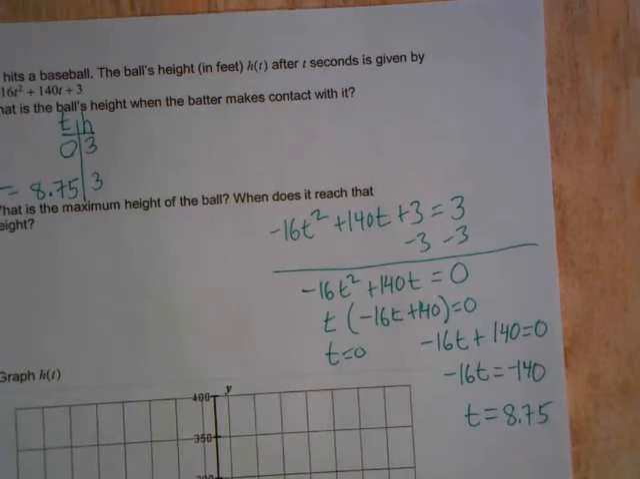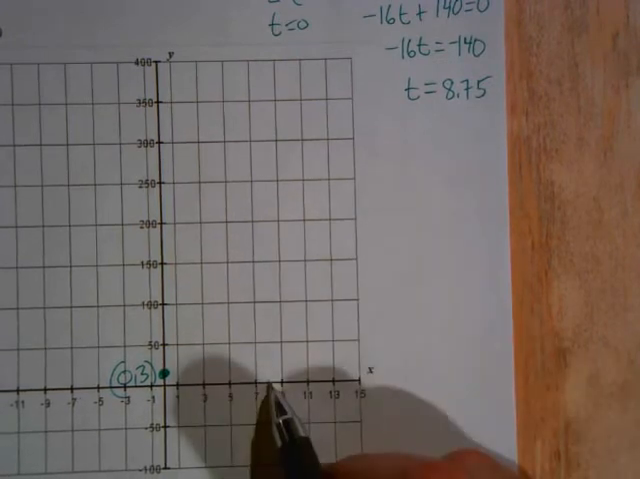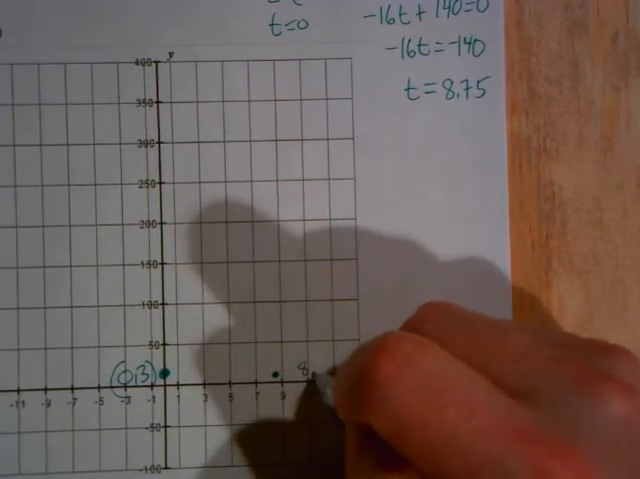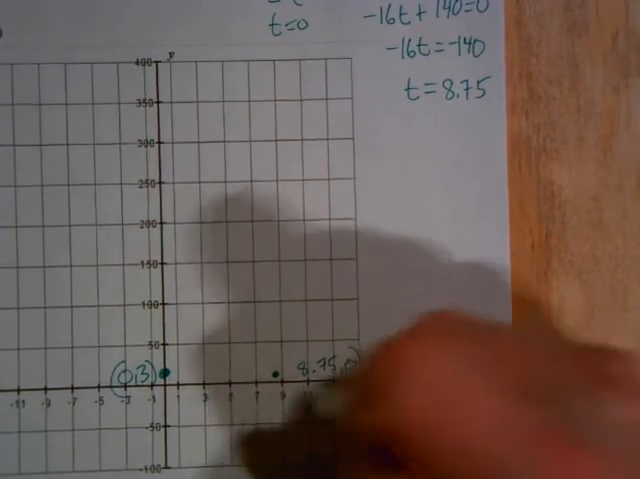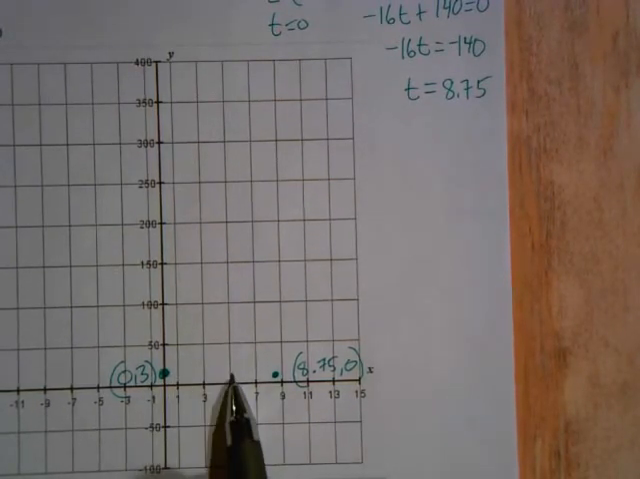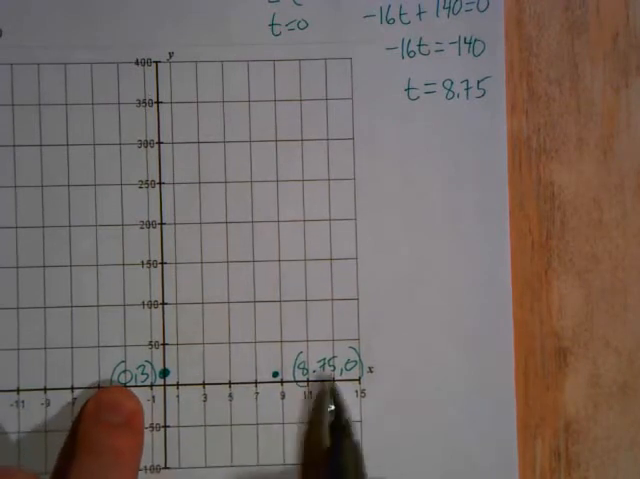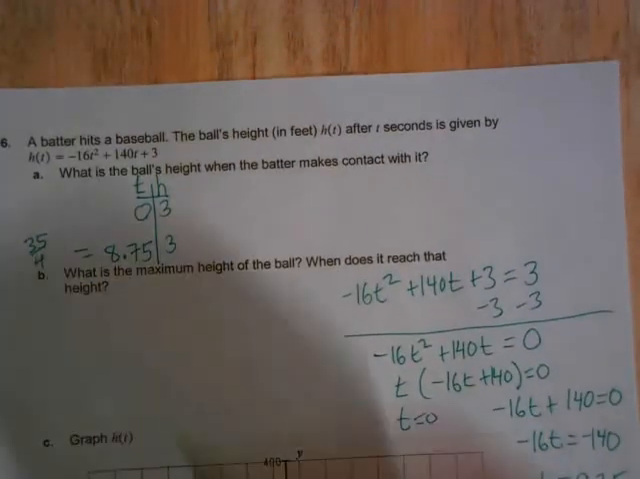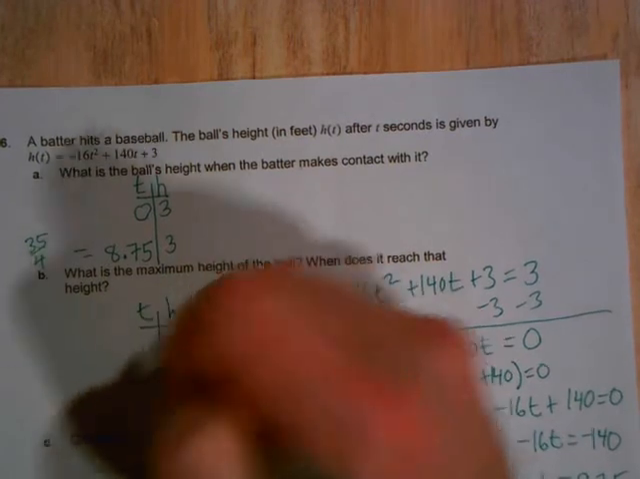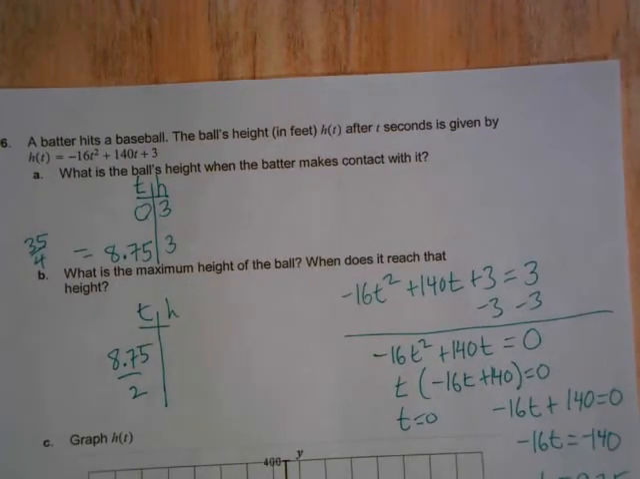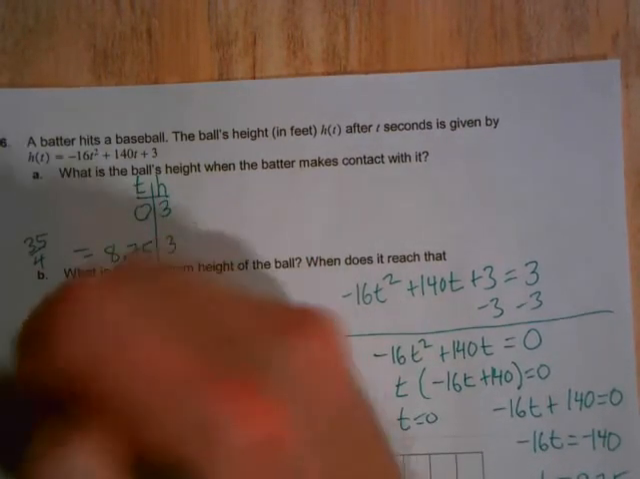Alright, but coming back to my graph, I now have this other point, 8.75. That's just a little short of 9, comma 3. 8.75, comma 3. Alright, well, we do the same old trick. Where's the vertex? The vertex is halfway in between. Halfway between 0 and 8.75 is 8.75 divided by 2. So I'm going to continue my table here a little bit. My time is going to be 8.75 divided by 2. I'm going to take my calculator. My calculator tells me that's 4.375.